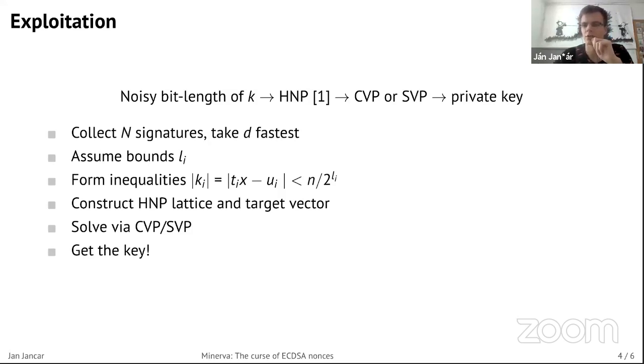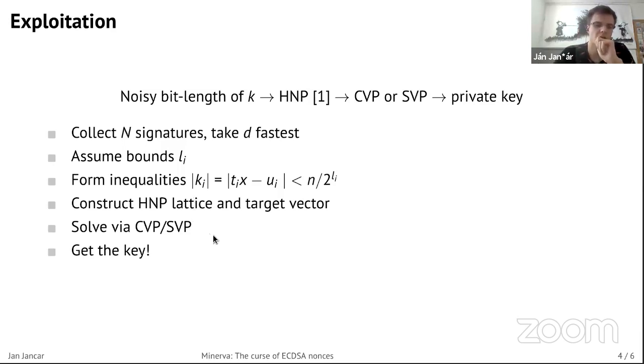These fastest signatures have somehow the most amount of leading 0 bits, so the most amount of information, so you want to use those. Then you assume some bounds on those, kind of how many leading 0 bits there are. You form some inequalities stating this fact that there are some leading 0 bits. Then you construct this hidden number problem lattice and target vector, basically solve either the closest vector problem or the shortest vector problem, and then you magically get the key out of it at the end.